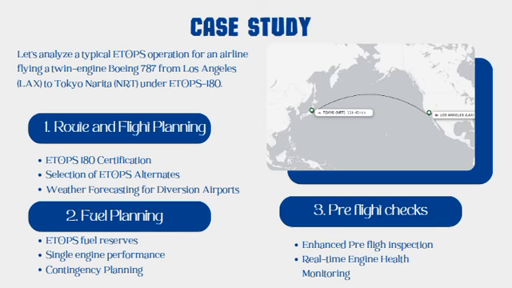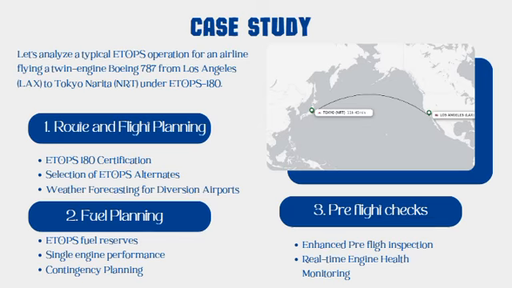Then the selection of ETOPS alternates. The airline's dispatch team identified alternates along the route, such as Anchorage and Midway Atoll. These alternates are chosen based on runway length, operational readiness, and weather forecast.